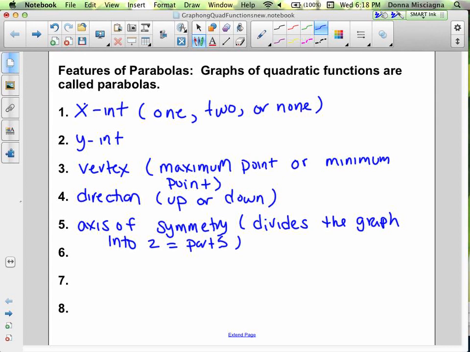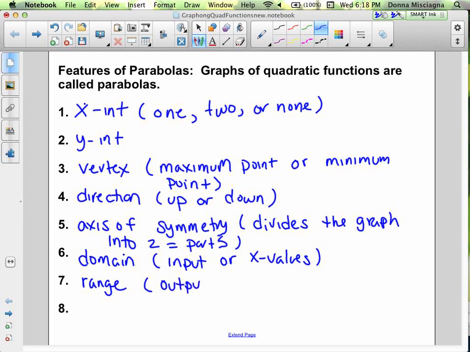Right? So I have a couple more things that we can look at in terms of our parabola. We can look at the domain. Those are, remember, our input, or the x values. We can also look at our range. That's our output, or the y values.